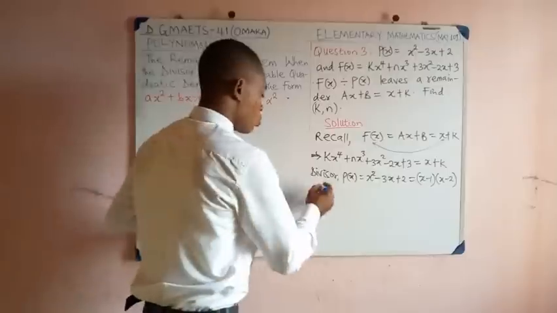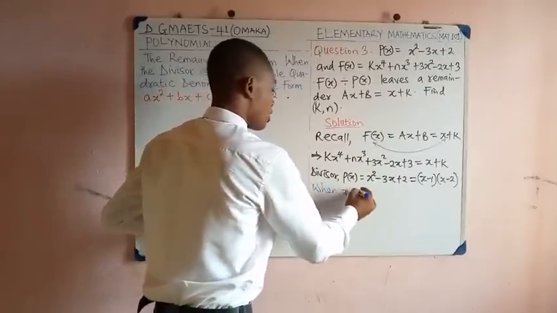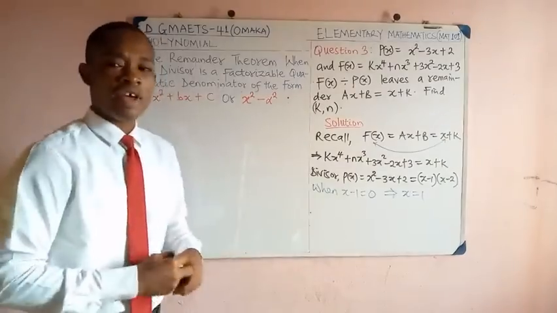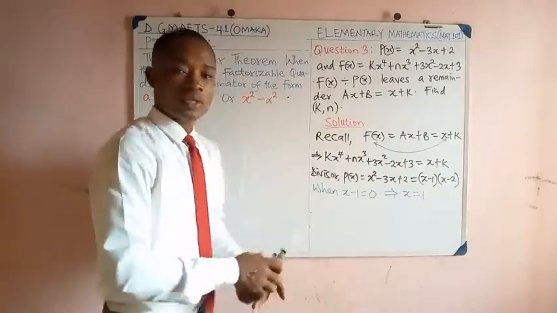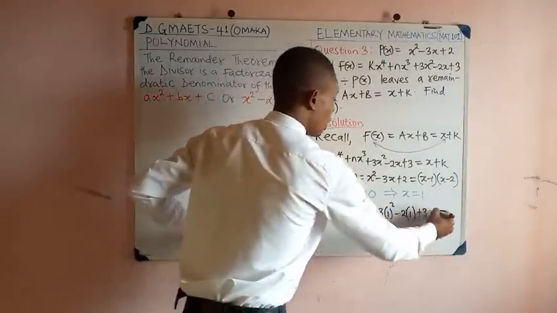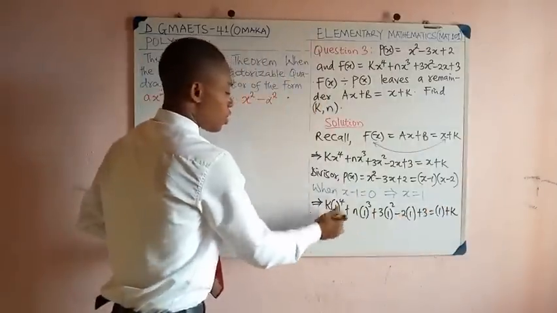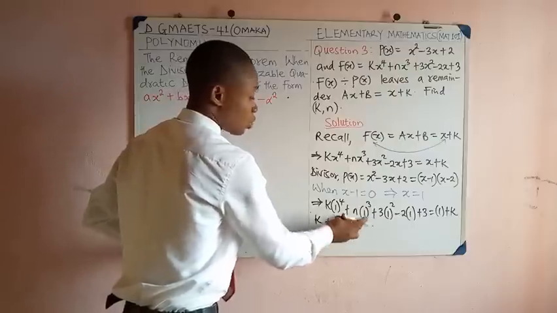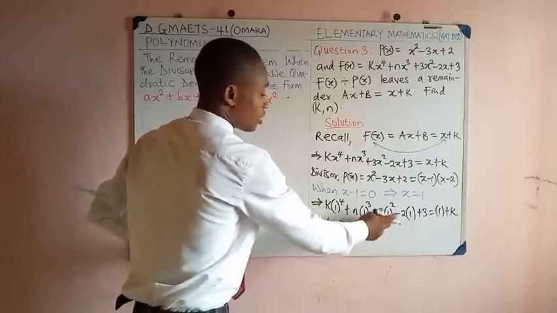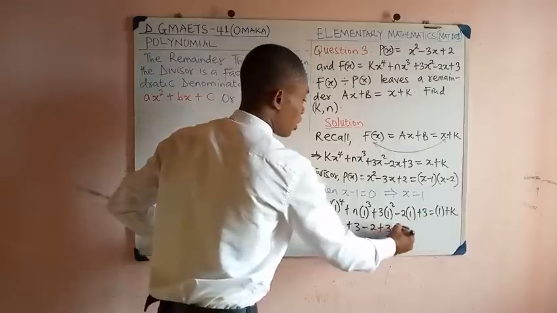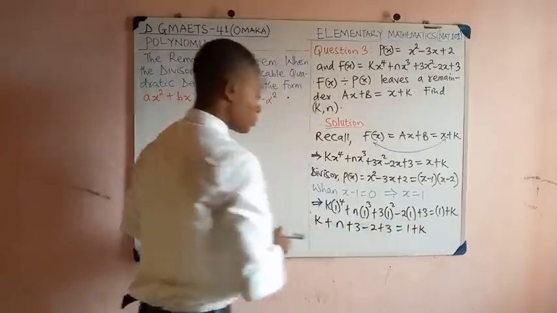So when x minus 1 equals 0, it implies that x will give us 1. You know what we do with that value of x? Go to this expression and substitute it. So it implies that if you work this out, 1 raised to power 4 is 1 times k, you have your k here. Similarly, here is 1 times n, you get your n. This bracket squared is 1 times 3, you get 3. And then this is minus 2 plus 3, equal to 1 plus k.